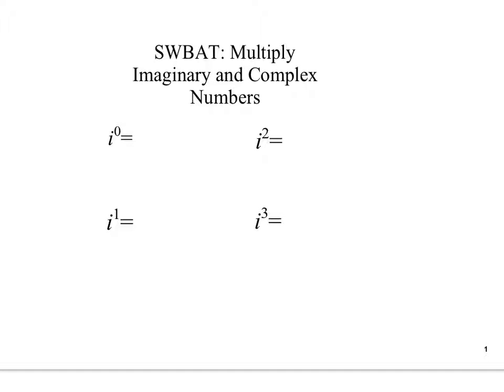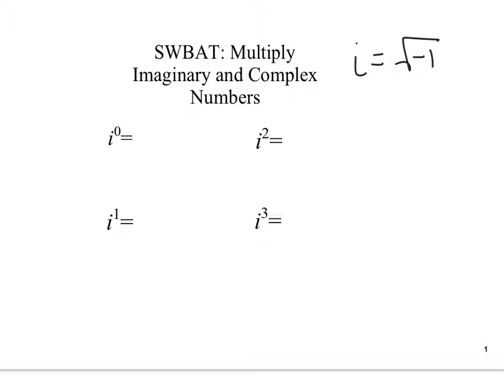All right, we're going to be getting into multiplying imaginary numbers and complex numbers. So in order to do that, you need to understand what happens when you raise i's to a power. What you have to remember is that i is the square root of -1. So it's an actual number, so when I square it, I actually get a number.